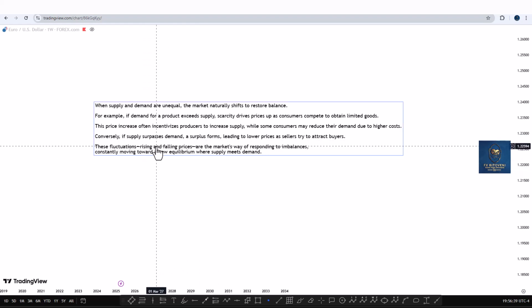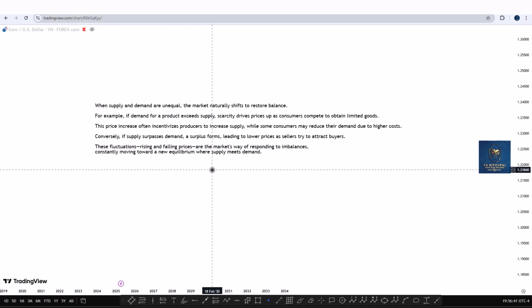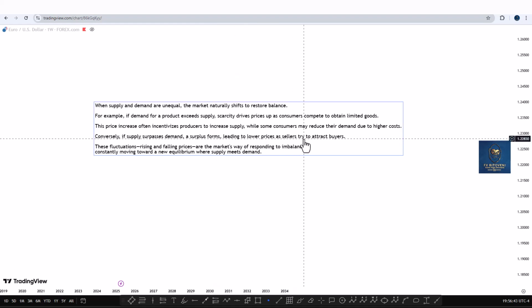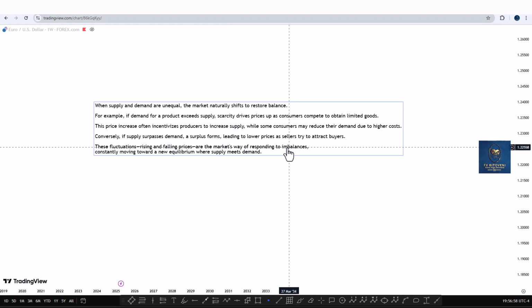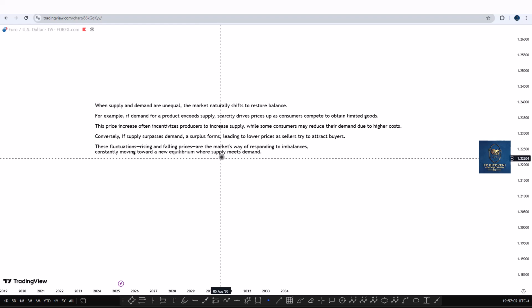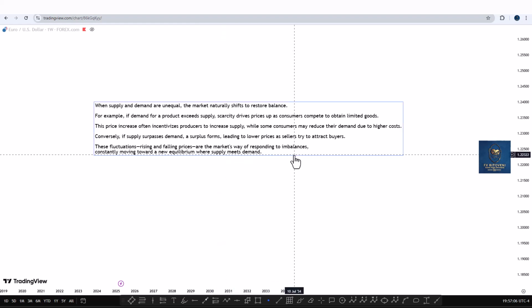If supply surpasses demand, a surplus forms, leading to lower prices as the sellers try to attract buyers. So these fluctuations, rising and falling prices, are the market's way of responding to imbalances. You get the idea, folks? Listen to this: these fluctuations of rising and falling prices are the market's way of responding to imbalances.